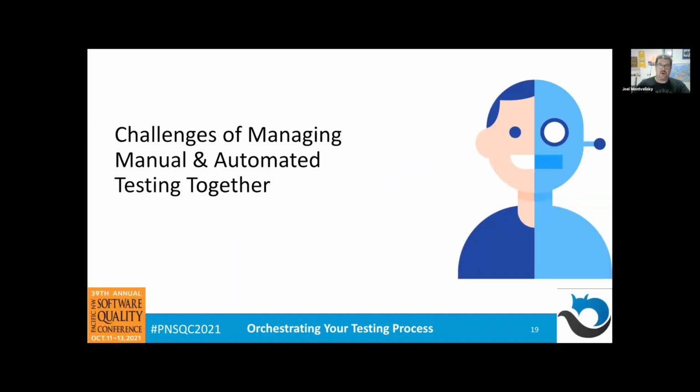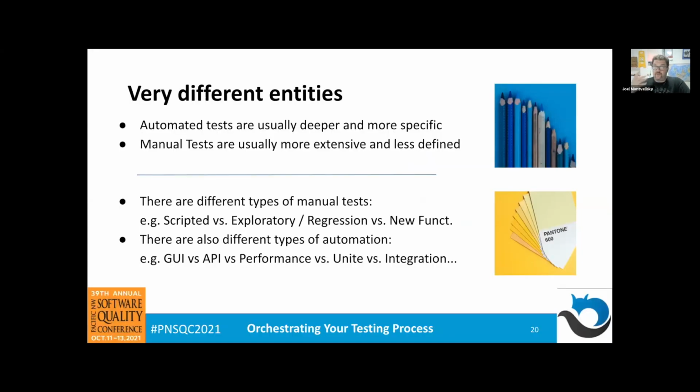Let's talk about the other challenges that we're going to be having when we need to manage those manual and automated tests together. So first of all, as we already mentioned, these are very different entities. Your automation is going to be deeper, a lot more specific. Your manual tests are a lot broader, shallower, but you're actually trying to cover more things.